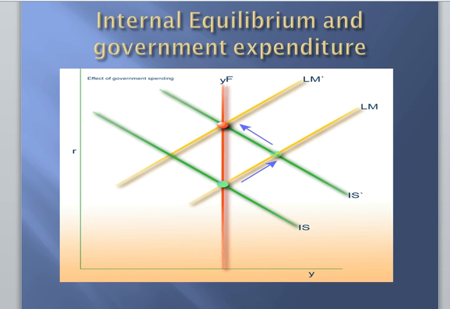This is the graphical representation of our words. The IS curve indicates the goods market equilibrium, and the other line indicates the money market equilibrium, the LM curve. Then YF is the full employment level. A shift in government spending may lead to a rightward shift of IS. This is the showing point.